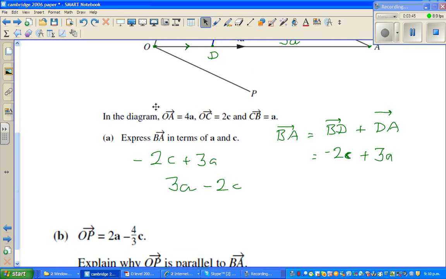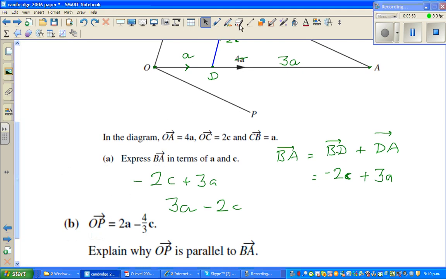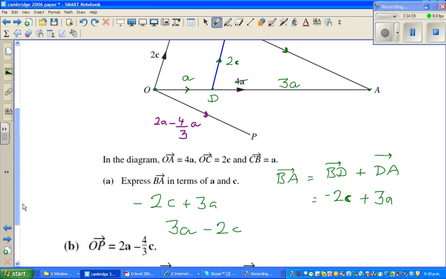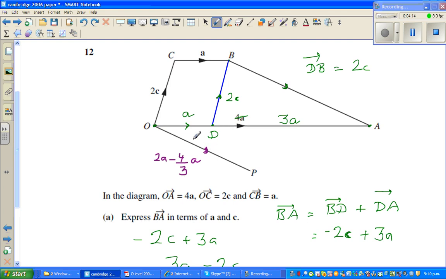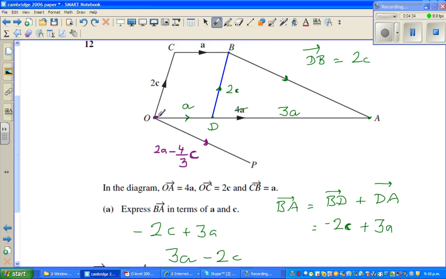Now the next question. Let me bring this up so that you can see. OP, they are saying, is 2A minus 4/3 of C. Explain why OP is parallel to BA. So to get this vector, you have to go a distance of 2A, and then you have to go in the opposite direction of C. Sorry, this should be C, not A. That is 4/3 of C.